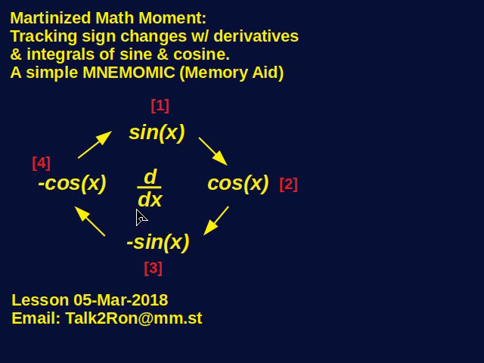And if we do the same thing again, d/dx of negative sine x, we go from position 3 to position 4, we get minus cosine x, and likewise repeated a fourth time, we return to sine x. In other words, as we go around clockwise in here, the signs go plus, plus, minus, minus, back to plus. That's an easy mnemonic for tracking the sign changes when you're taking the derivative of the sine and the cosine functions.